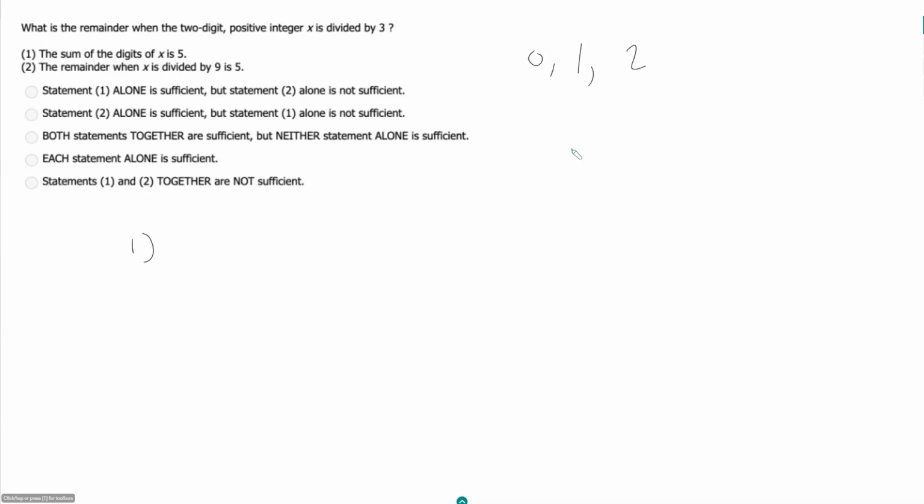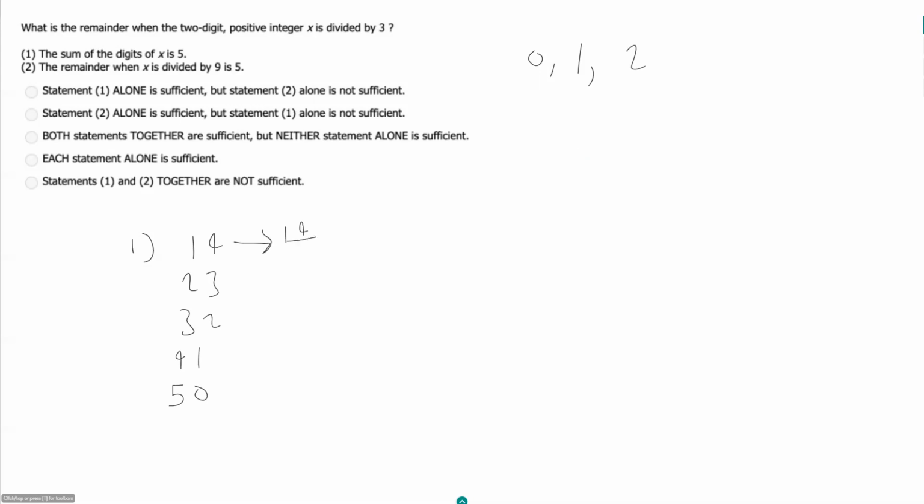The sum of the digits of x is 5. So here, what are all our two-digit options? So we could have 14, 23, 32, 41, and 50. And what is our remainder when we divide by 3 here?